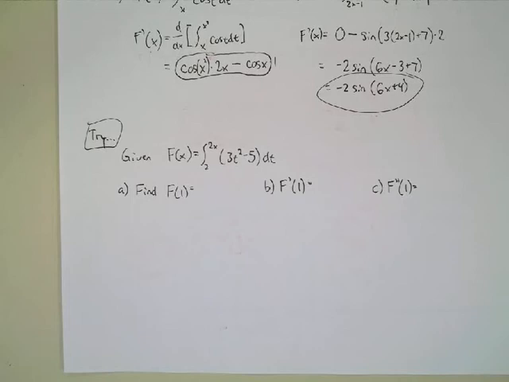So the answer should be 14. 1 squared, so 1 times 2 is 2, squared is 4, 4 times 3 is 12, 12 minus 5 is 7, times 2 is 14.